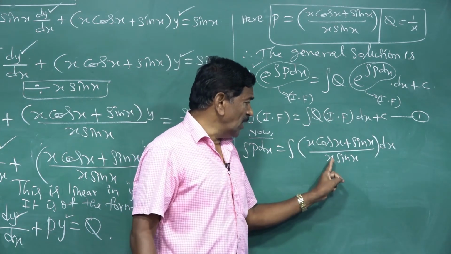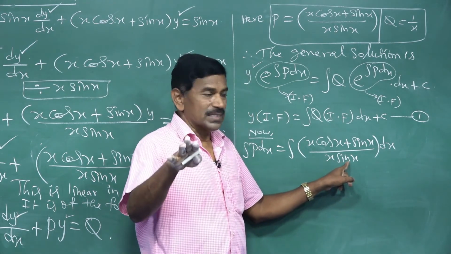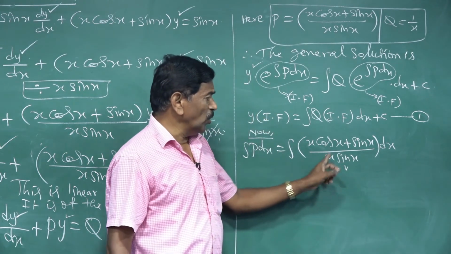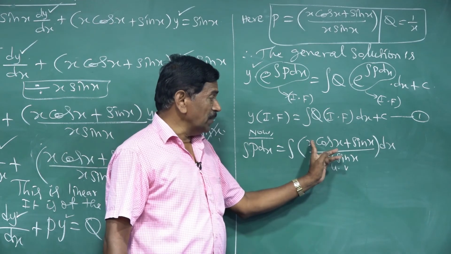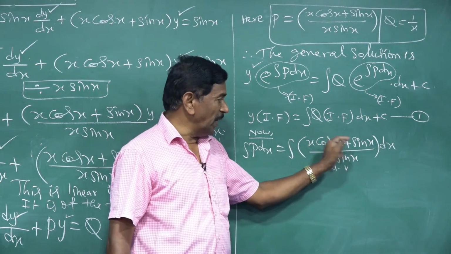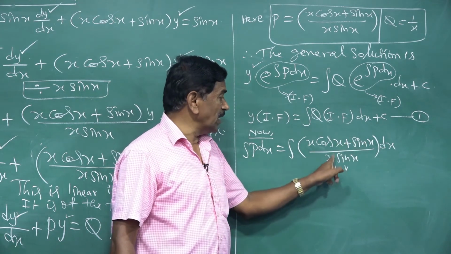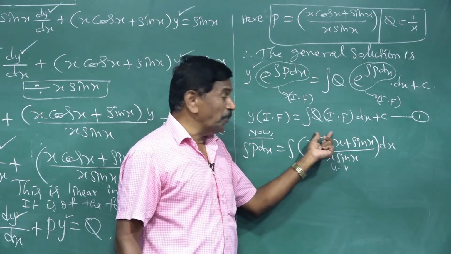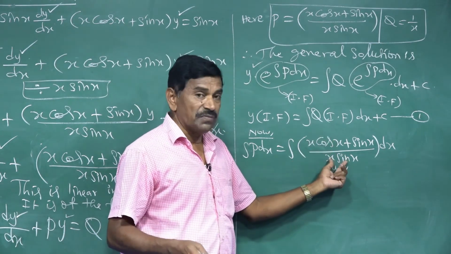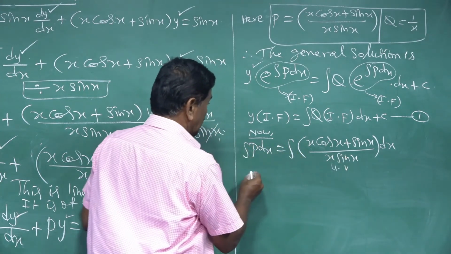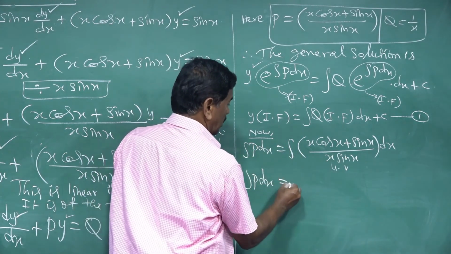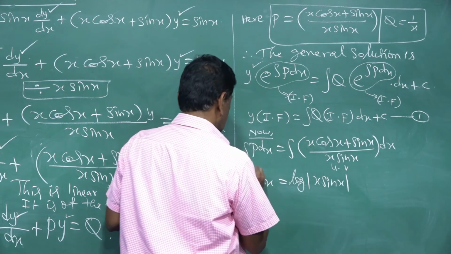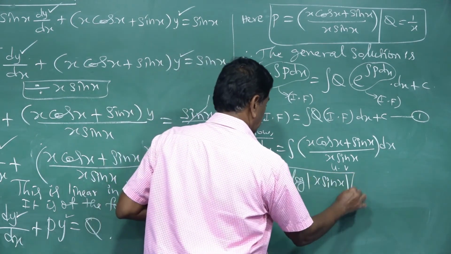Now listen, here x into sin x is of the form u into v. Using the u into v model: x fixed, sin x differentiation is cos x, plus sin x fixed, x differentiation is 1. Exactly, the denominator's differentiation is the numerator, therefore the answer is log of the denominator. The formula is available. So the integral P dx is equal to log modulus of x into sin x. That's all, the integral P dx answer is ready.